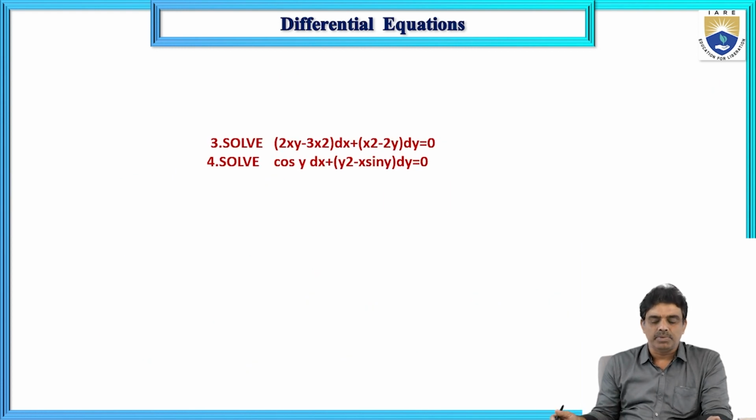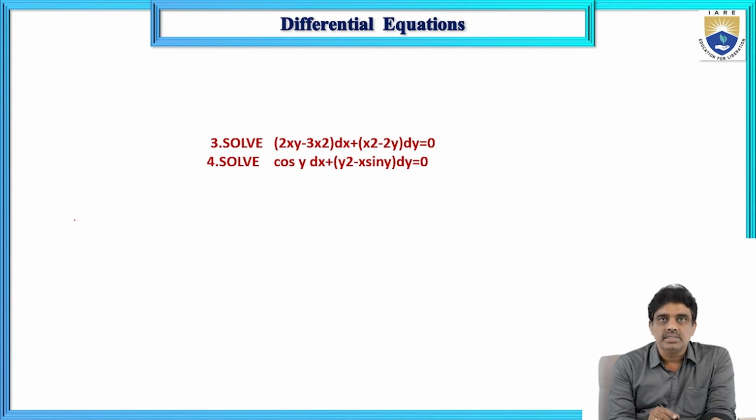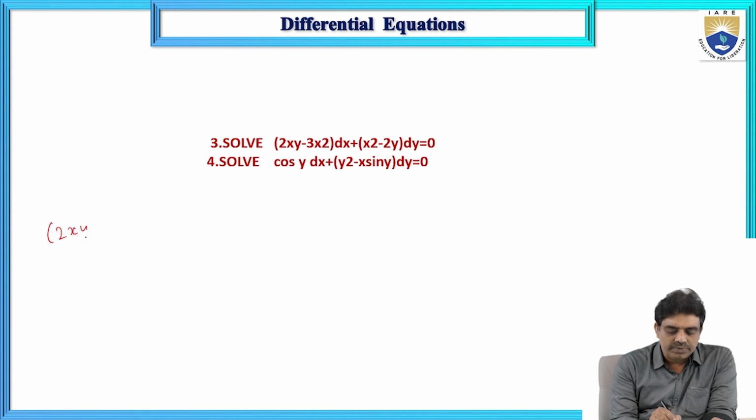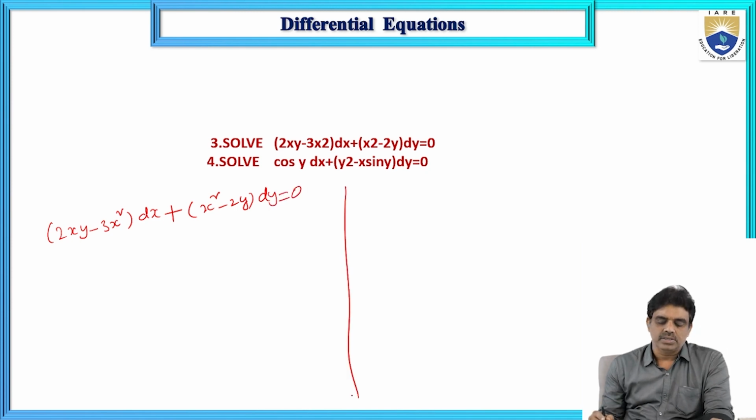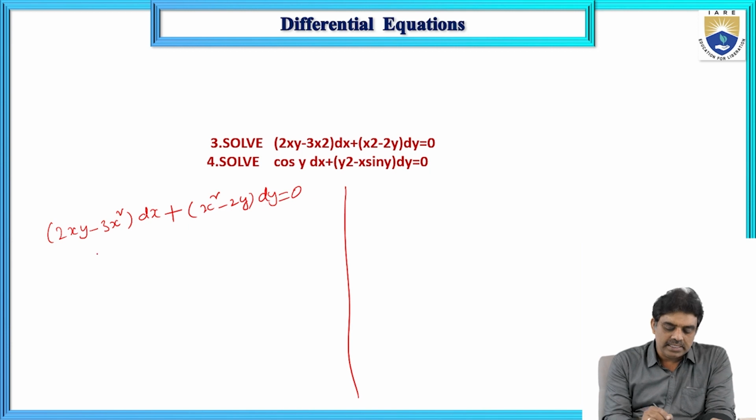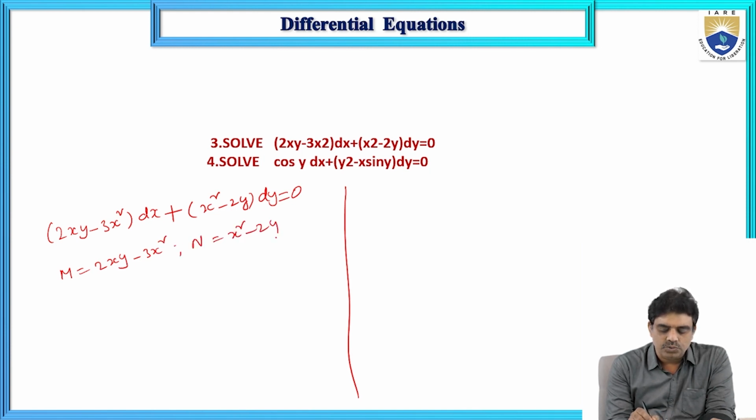Here is one example. I will check whether it is exact or not: (2xy minus 3x square) dx plus (x square minus 2y) dy is equal to 0. This is the given equation. It is clearly in the form M dx plus N dy. So M is 2xy minus 3x square, and N is x square minus 2y.